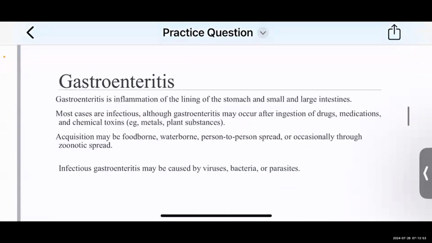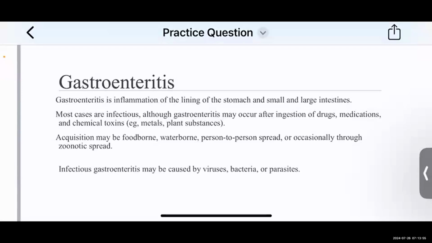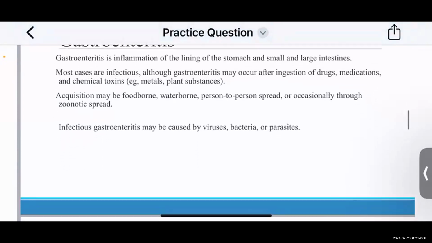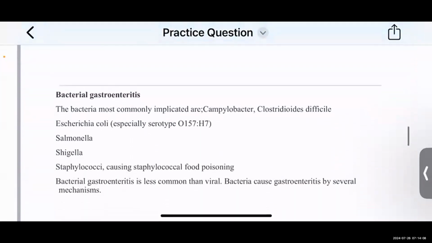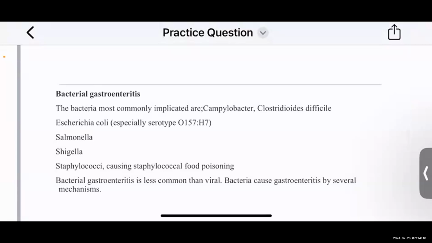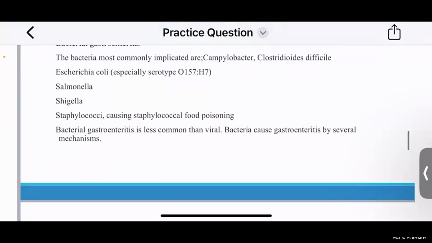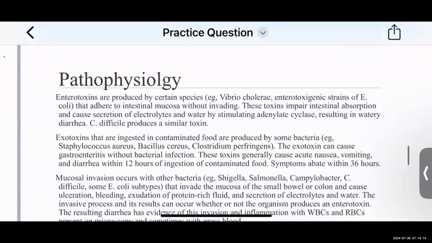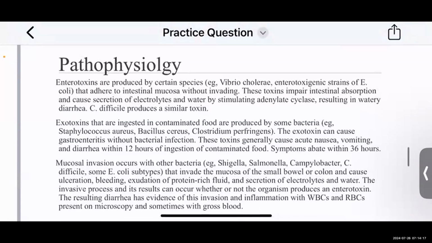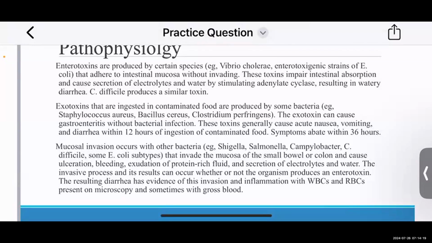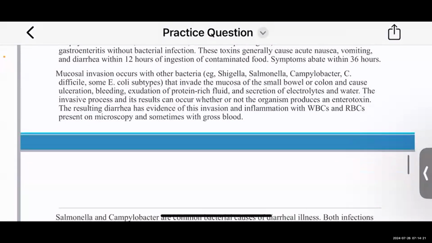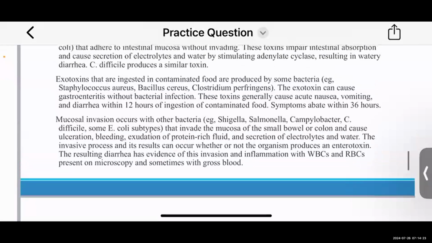I saw a journal that mentioned a few things that we just need to know as pointers to most likely bacterial gastroenteritis. So gastroenteritis is inflammation of the gastrointestinal tract, and we know that it can be caused by viruses, bacteria, or parasites. These are some of the common organisms that can cause bacterial gastroenteritis. They produce different toxins, enterotoxins, exotoxins, and they also act by mucosal invasion, which is what this patient most likely has.